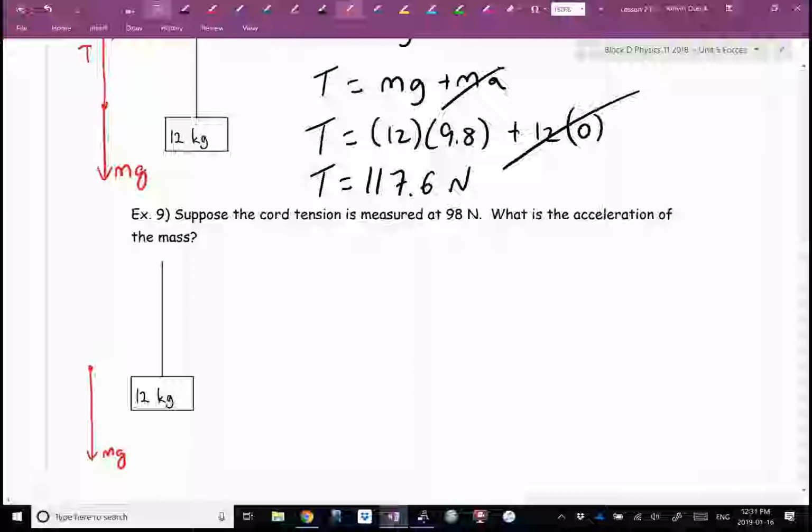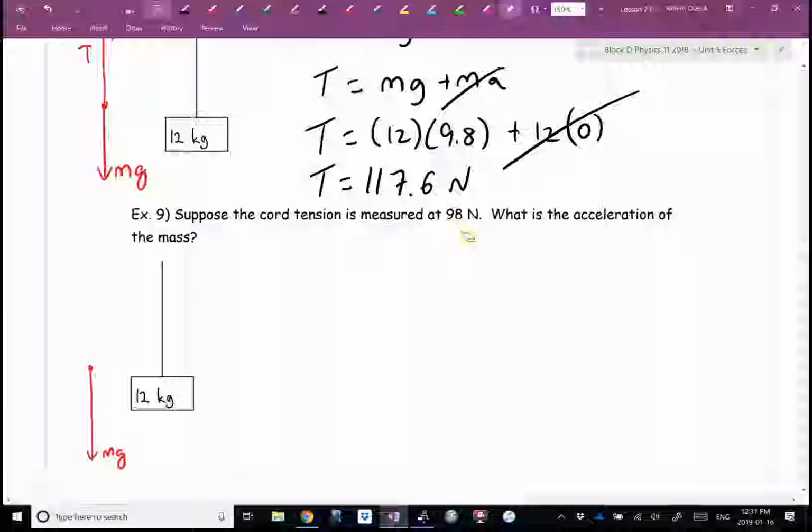Okay, I lied to you. Are you too lazy to get a calculator sometimes? What's g really close to? 10. mg is roughly 12 times 10. In your head, what's 12 times 10? So mg is going to be a little less than 120.